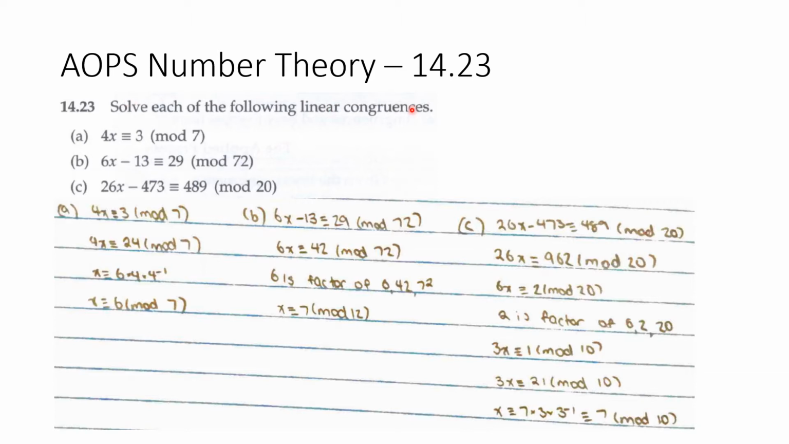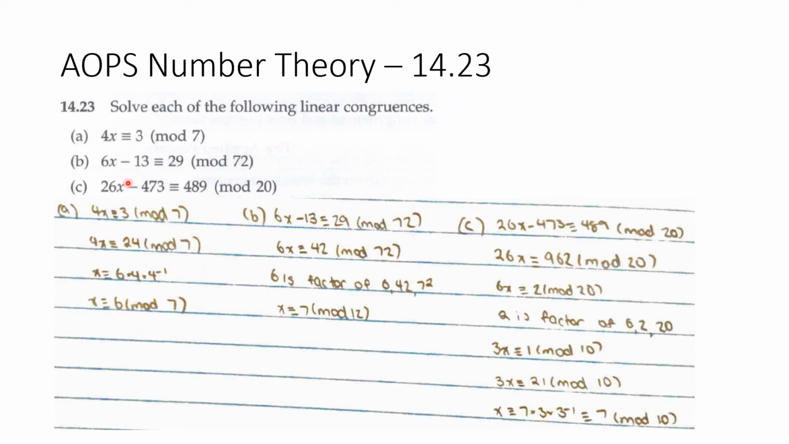AoPS number theory 14.23. Solve each of the following linear congruences. A is 4x is congruent to 7 modulo 7, so 4x is congruent to 3. If 4x is congruent to 3 modulo 7, that means 4x is congruent to 24 modulo 7. So x, if you multiply by 4 to the power of negative 1, is congruent to 6 times 4 to the power of negative 1, where 4 times 4 to the power of negative 1 is equal to 1. So x is congruent to 6 modulo 7.